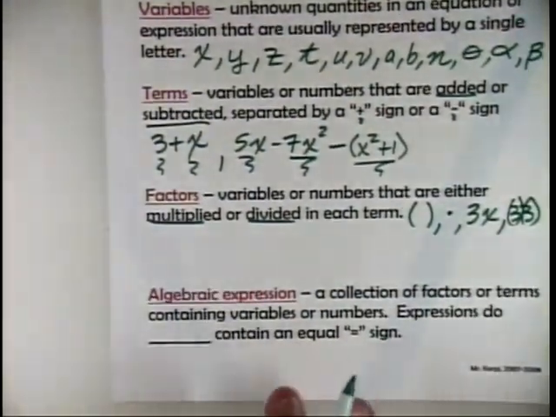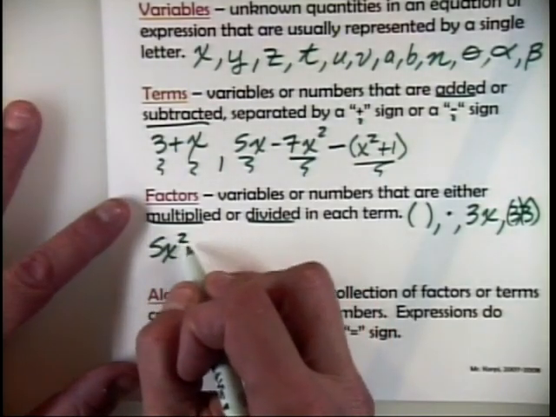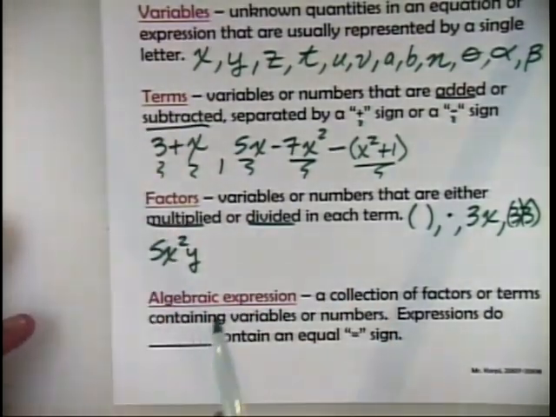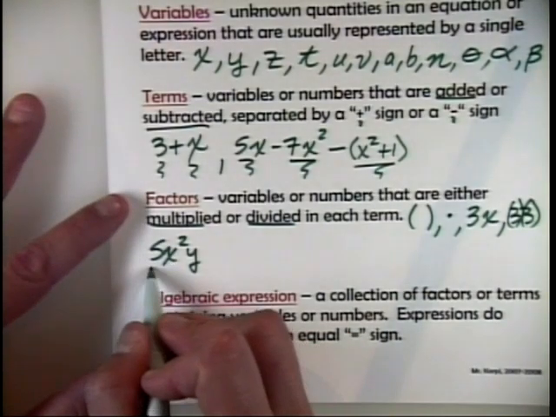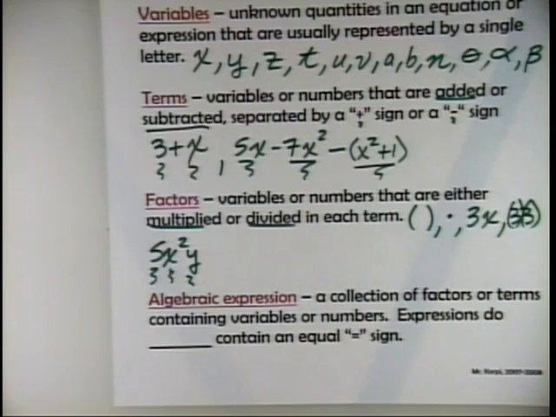All right, now factors are important. Let's look at some examples. If I have this expression, 5x squared y, that's one term. There's no plus or minuses, but it has 3 distinct factors, the 5, the x squared, and the y.